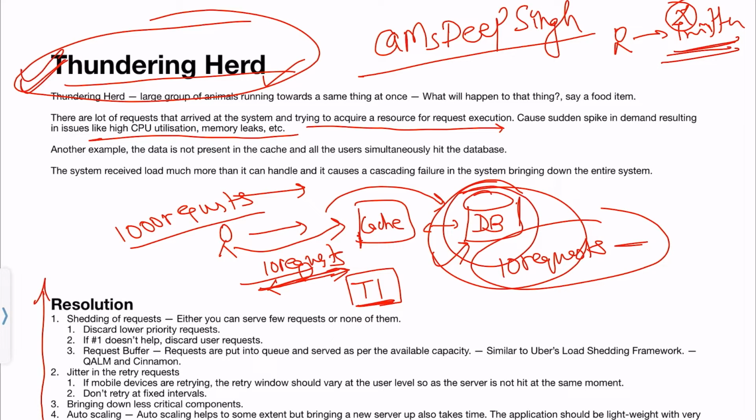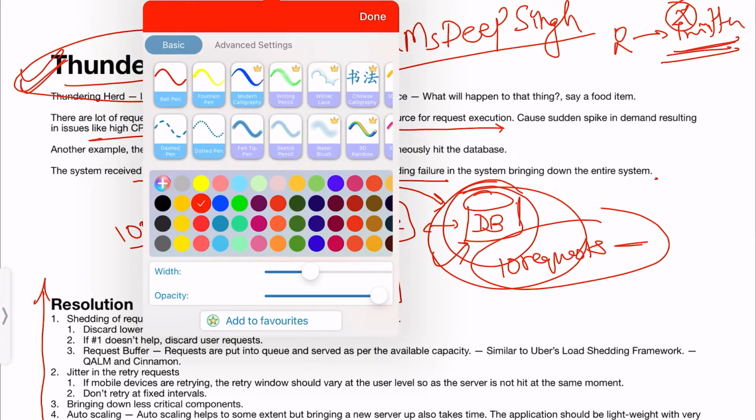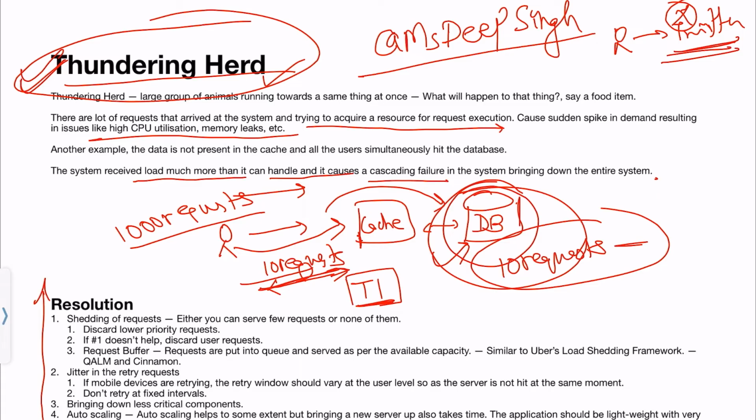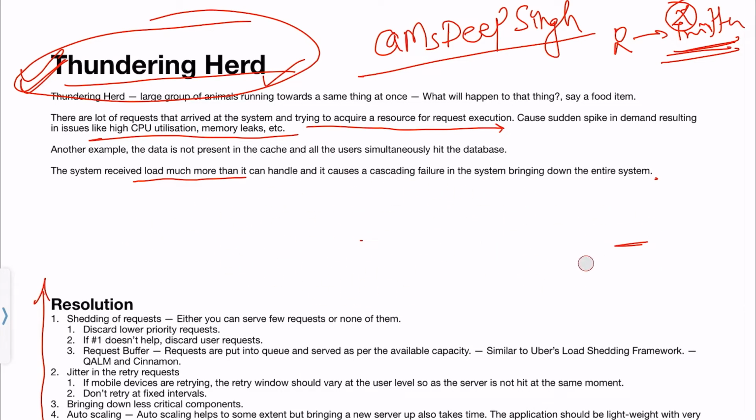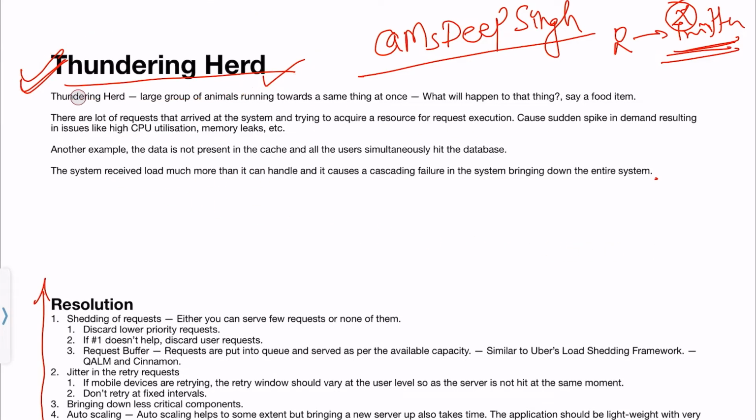The system received much more load than it can handle. It causes a cascading failure in the system, bringing down the entire system. Now, till now, we took an example of a single server. Now it can also cause a cascading effect in the overall system, an overall cascading failure.